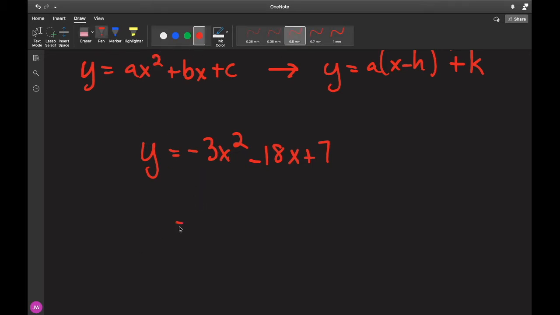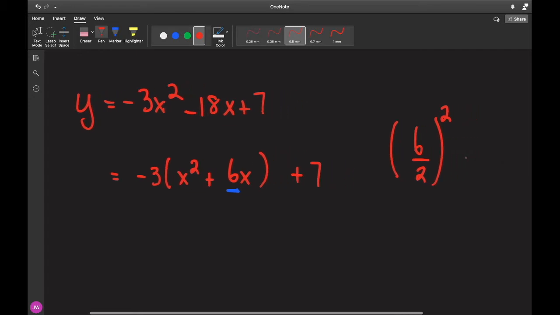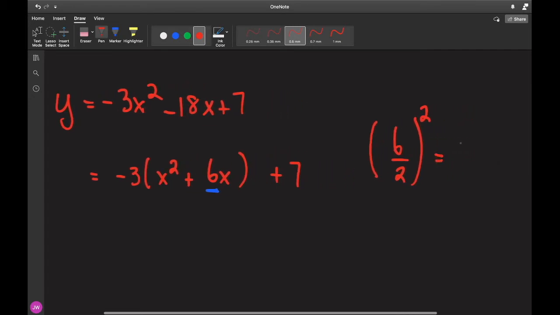What you're going to have to do is factor out the negative 3, but only from the first two terms. So x squared, and then minus 18 divided by negative 3 is plus 6, and then the x plus 7 on the outside. Now, to get this perfect square number, you have to take the b term, which is 6, divided by 2, and square it. So 6 divided by 2 is 3, and 3 squared is 9.